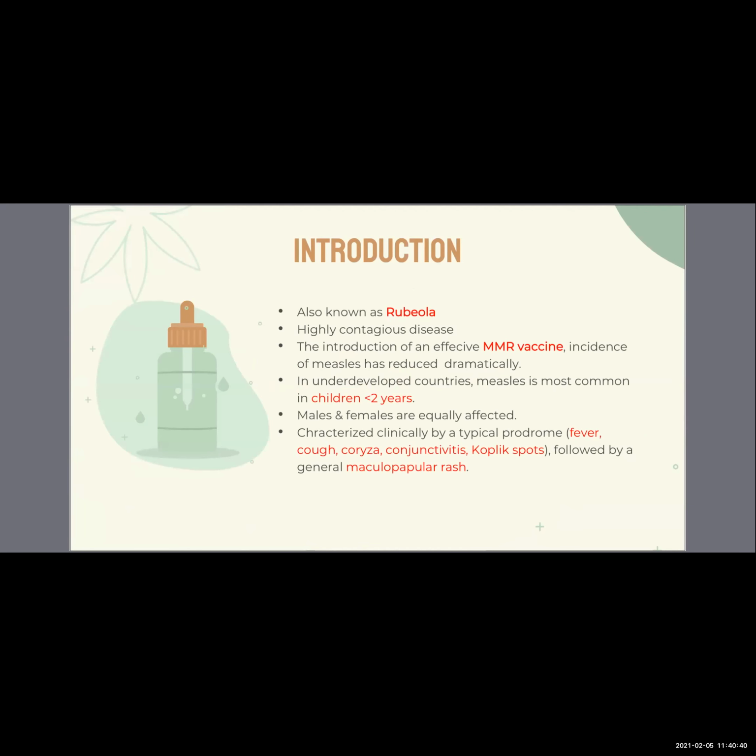Measles is also known as rubeola. It is a highly contagious disease, but since the introduction of an effective MMR vaccine, the incidence of measles has reduced dramatically. In underdeveloped countries, measles is most common in children under 2 years old, but it can affect all ages, and males and females are equally affected. Measles is characterized clinically by a typical prodrome such as fever, cough, coryza, conjunctivitis, Koplik spots, followed by a generalized maculopapular rash.